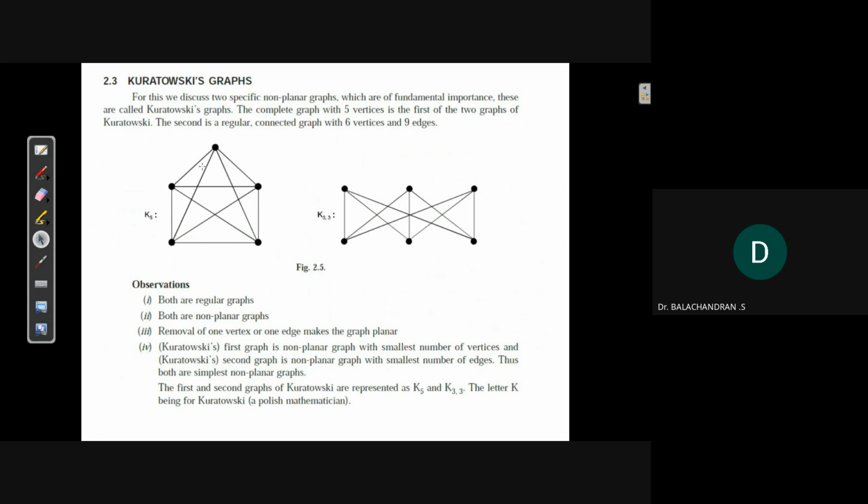5 into n minus 1 is what? 4. 5 into 4, 20 by 2, 10. Here the number of edges is 10. Here the number of edges is what? 9. So that's why this graph is a non-planar graph with the smallest number of edges. The first and the second graph of Kuratowski are represented as K5 and K33. The letter capital K represents the Polish mathematician Kuratowski.